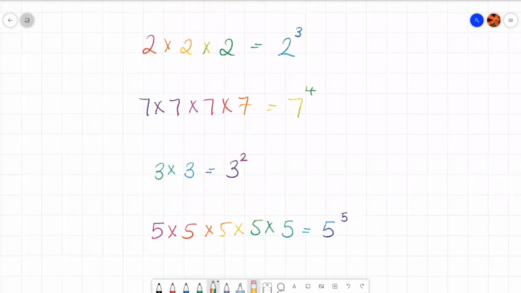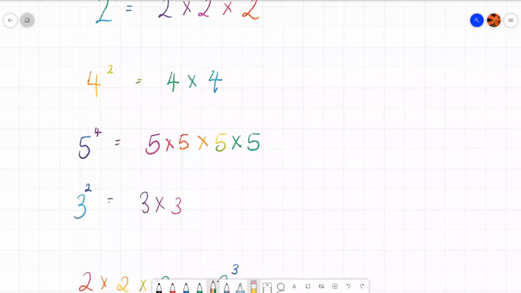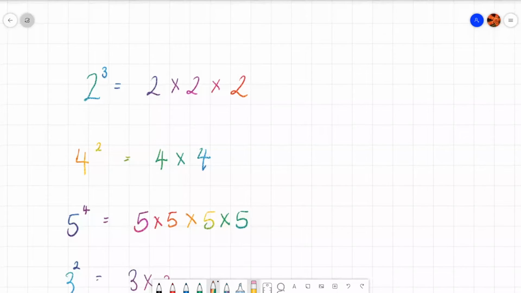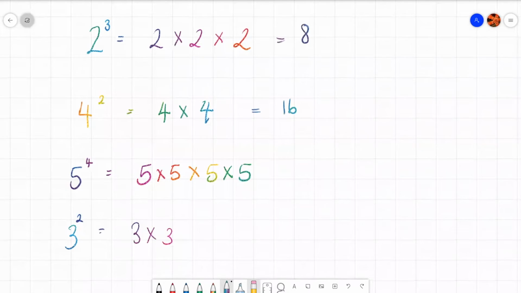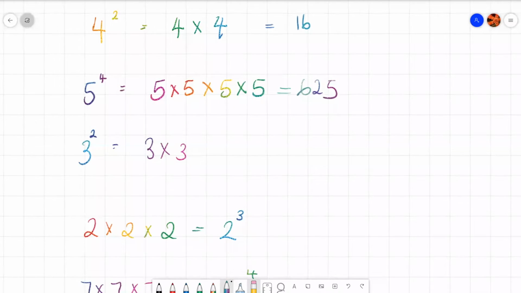So for example, if we were to work out 2 cubed, well, 2 cubed is 2 times 2 times 2. So 2 times 2 is 4, 4 times 2 is 8. If we were to work out 4 squared, 4 times 4 would be 16. 5 to the power of 4, well, we're doing 5 times 5 times 5 times 5, which would be 625. 3 times 3 would be 9. And that is how we can work out what the numbers are if we have a power.